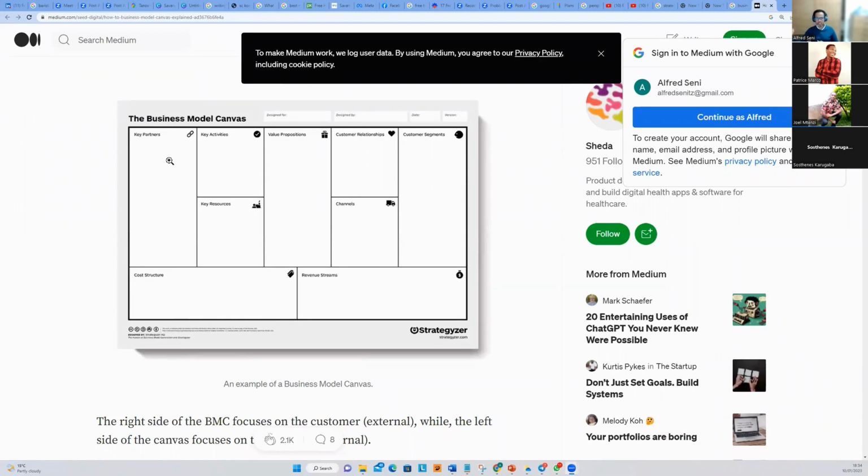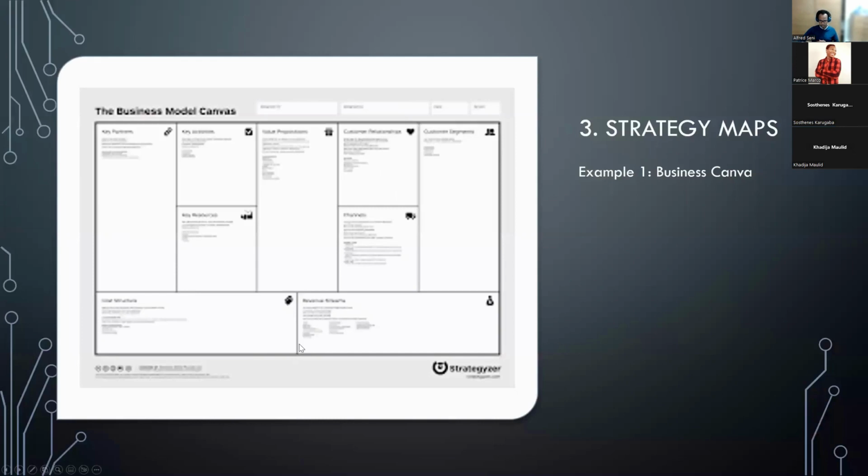Si ndio? Customer segments gani? Mnaweza mkacategorize vipi customers wenu in terms of different segments, segments based on income au age au region kadhalika. Cost structure yenu ikoje? Revenue streams zenu zikoje? So that is business canvas.